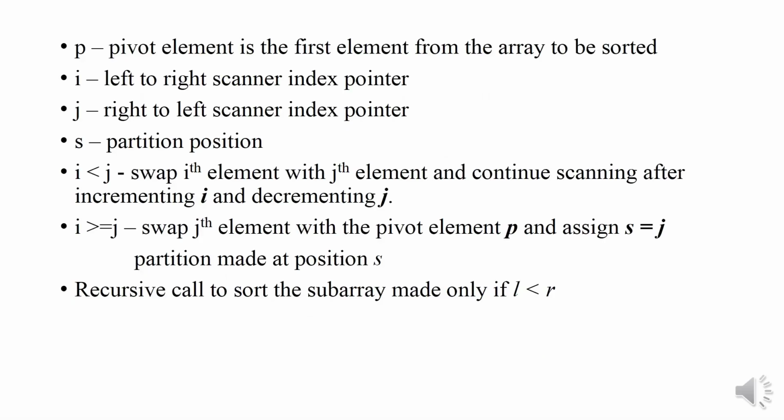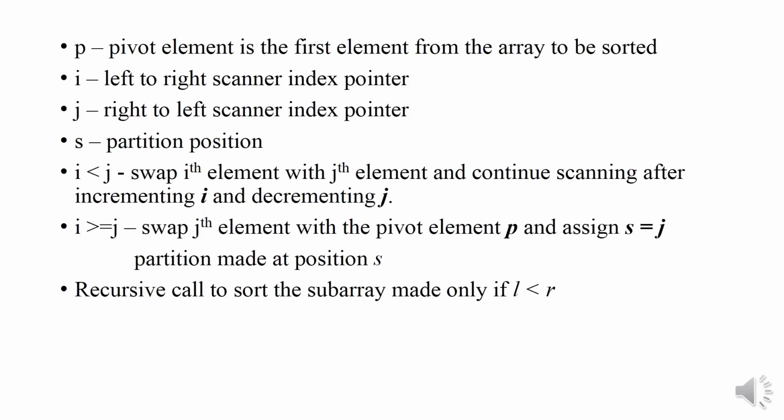Let us recap on the quicksort algorithm. P is referring to the pivot element, which is the first element from the array to be sorted. I is used to refer to the left to right scanner index pointer. J is used to scan from right to left. S is the partition position.